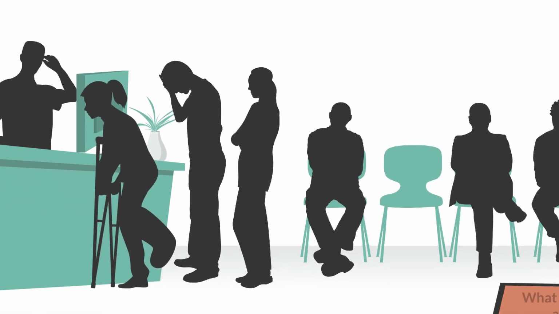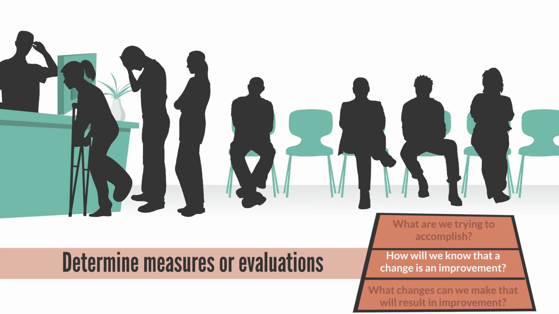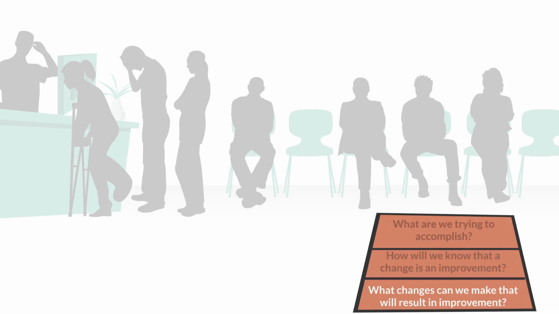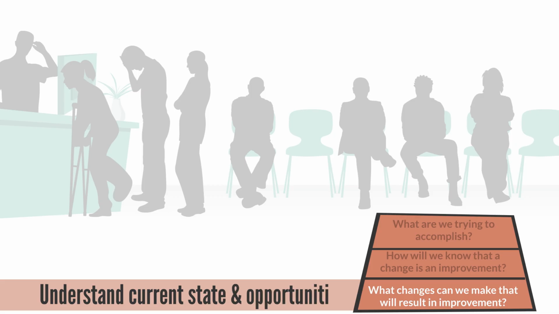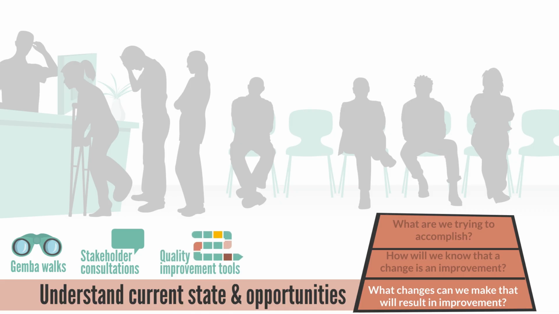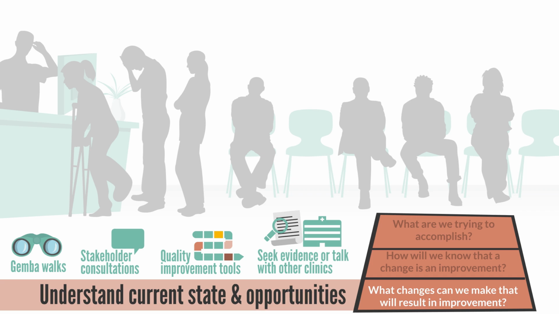Once your team has decided on some measures for determining if the changes you are making are improving aspects of care, the third Model for Improvement question becomes the focus. What changes can we make that will result in improvement? To answer this question, you must first understand the current state and determine potential opportunities for improvement. This can be accomplished through Gemba walks, a way of observing the process, consulting with stakeholders like clinic staff and the patients, and using other quality improvement tools like process maps that can visually depict the steps in the process. You might also seek out evidence or talk to other clinics to identify potential changes you could try in your clinic.